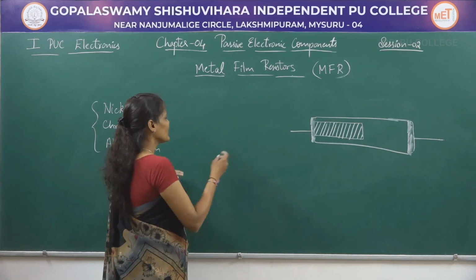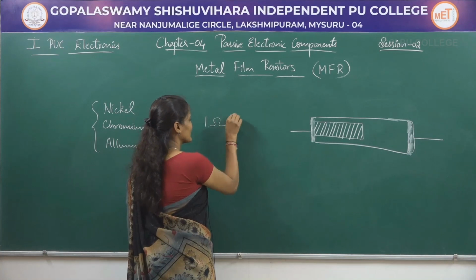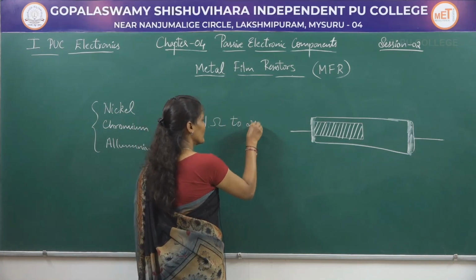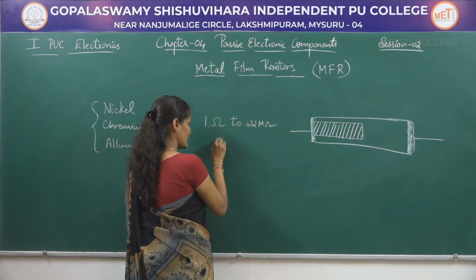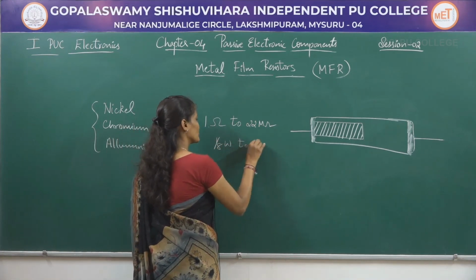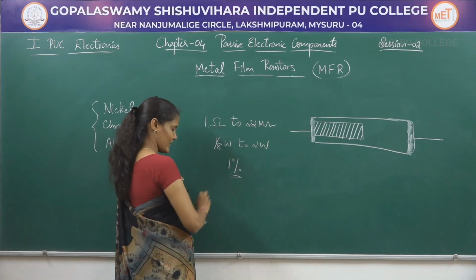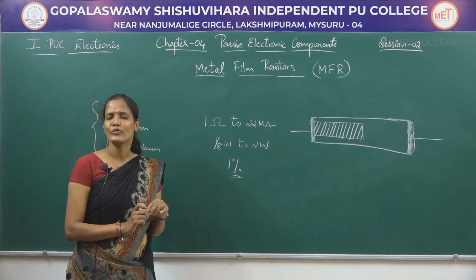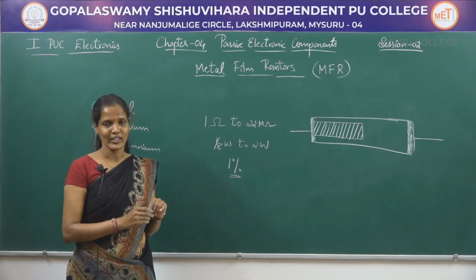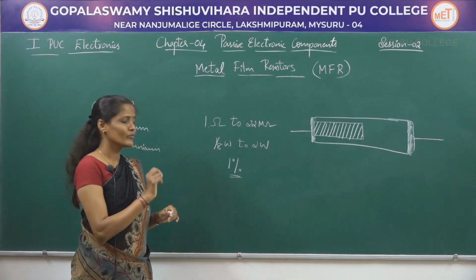And coming to the other features of this metal film resistor, the value will range from 1 ohm to 22 mega ohm. The power rating of this resistor is 1/8 watts to 2 watts, and it is having a tolerance value of just 1%. Whereas the carbon composition resistor was having a tolerance value of 20%. It was a very high tolerance value. But here the metal film resistor is having a tolerance value of just 1%.